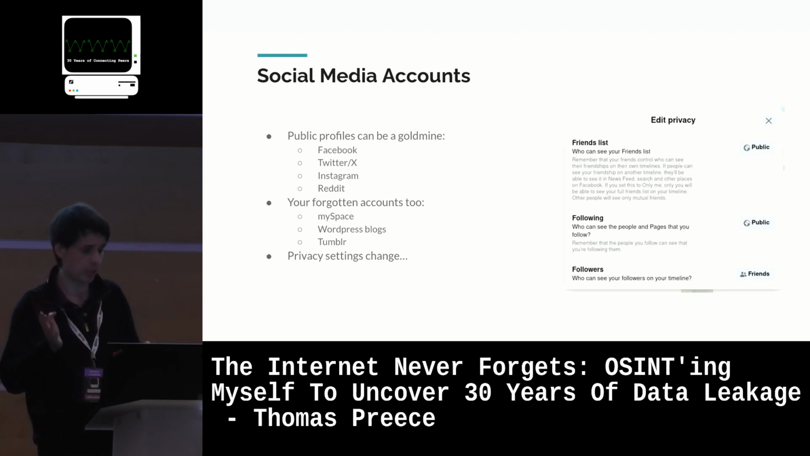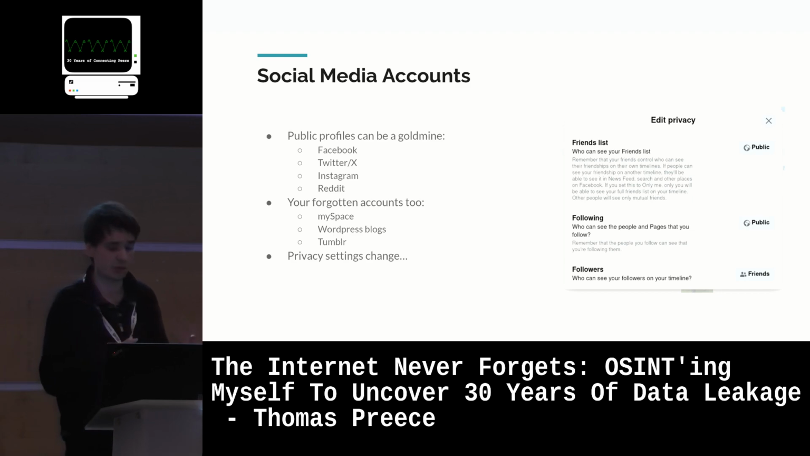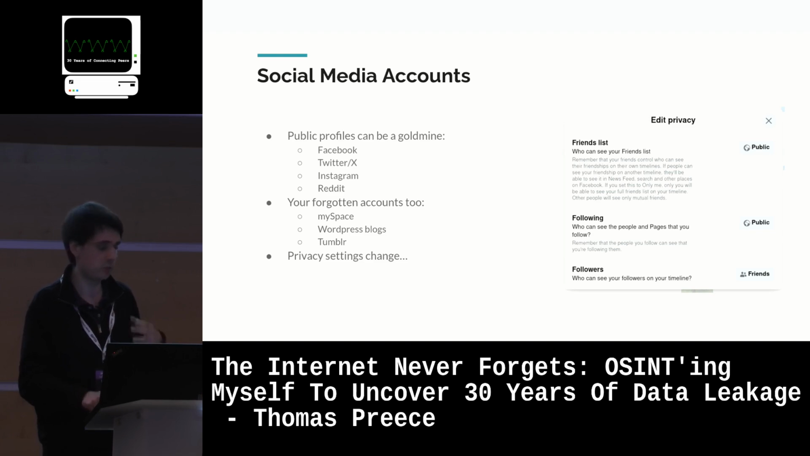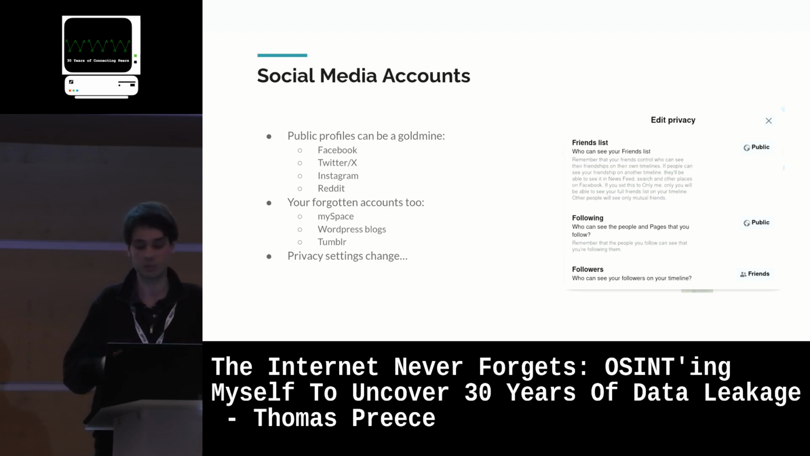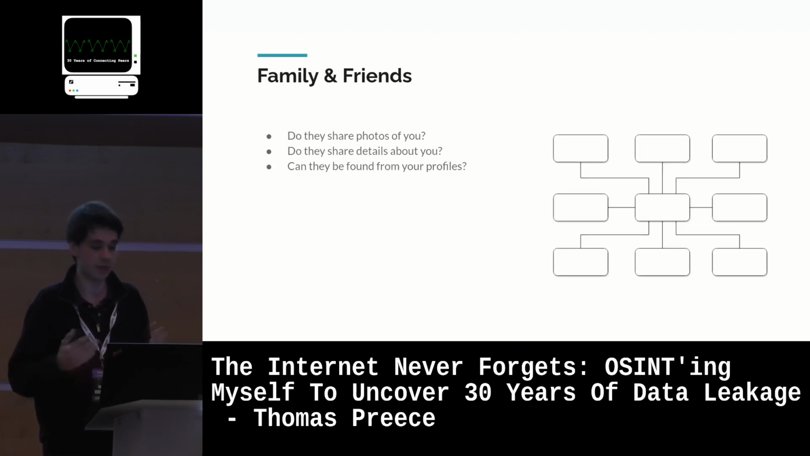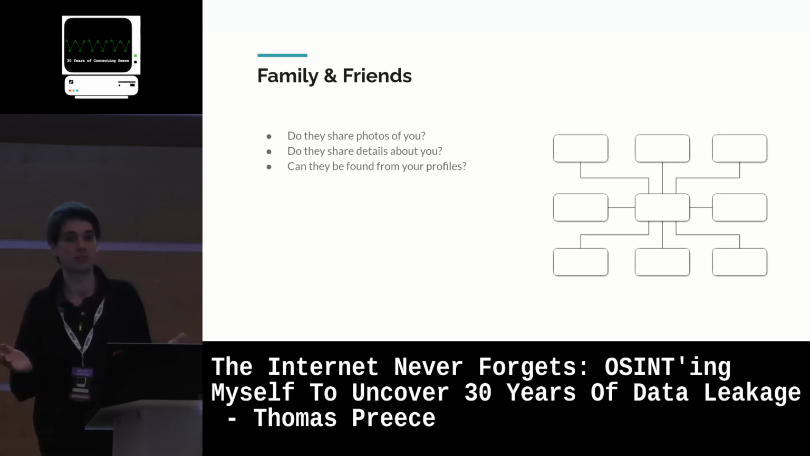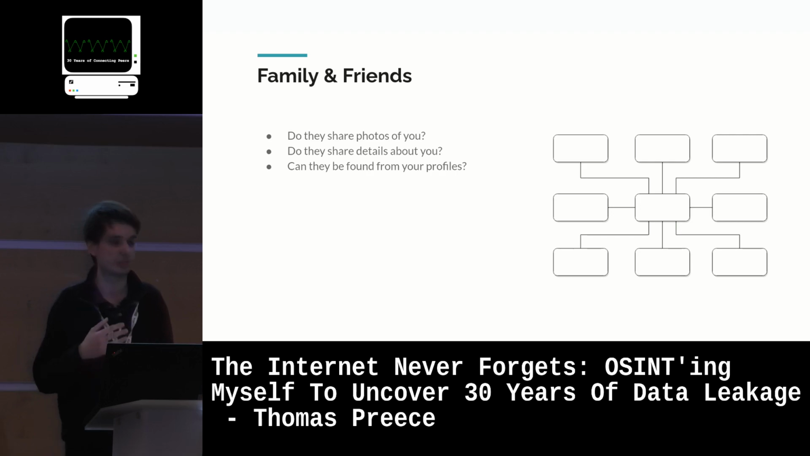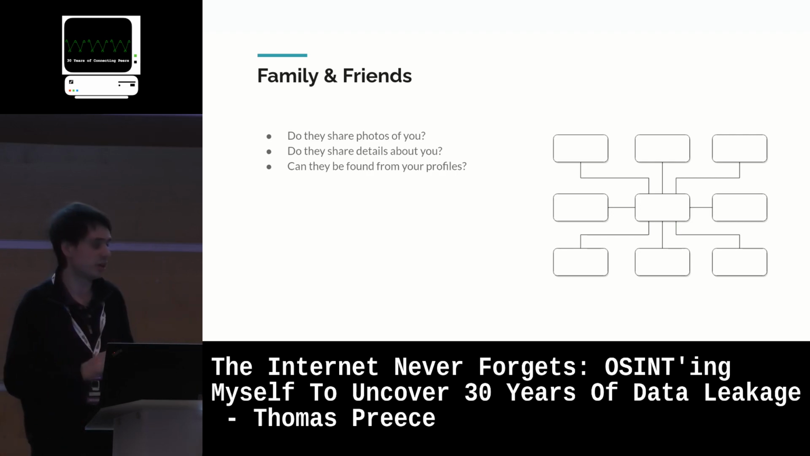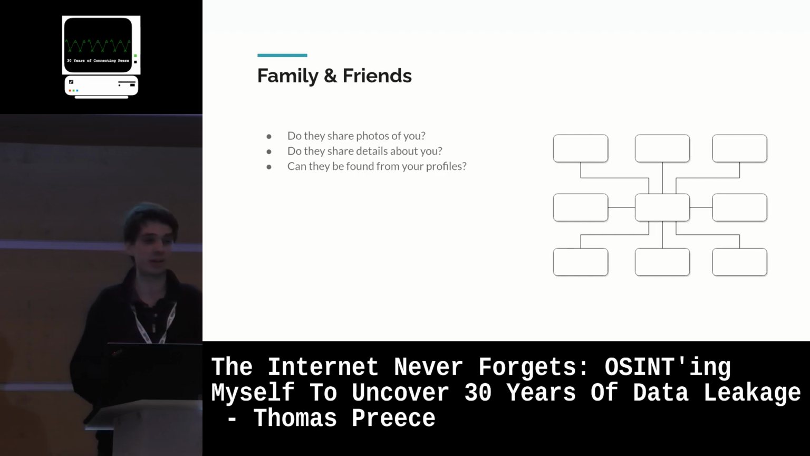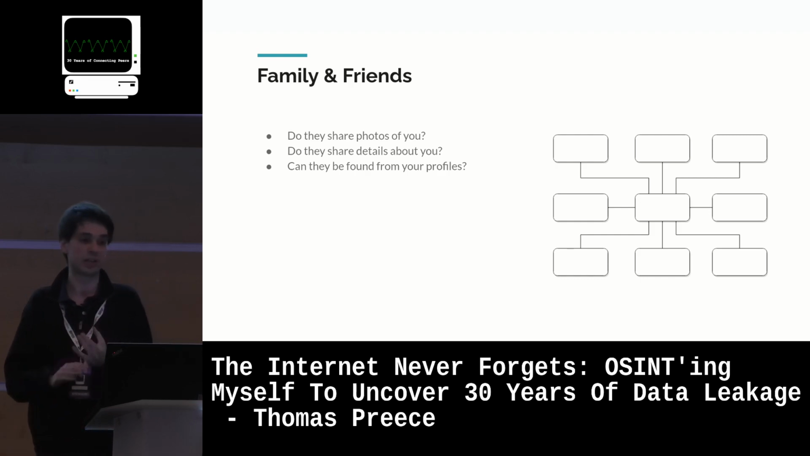But equally, in the case of Facebook, if your friends list is public, then someone can go on there, find you on Facebook, look at your friends list, and then start to find your family and friends. And as I'm sure is the case with a lot of you, your family and friends are possibly not as privacy conscious as you might be. So, if you can find that person's family and friends, can you also find a load of information they've shared about you on there? I managed to do that.